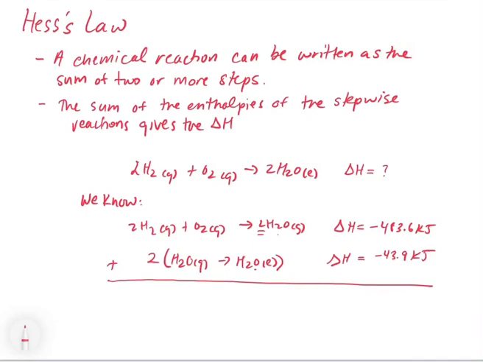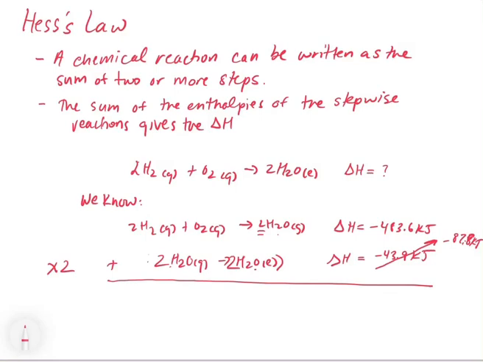So when we multiply this by 2, we're going to get 2H2. And the way that I like to denote this is, instead of putting it in parentheses, over here on the right, I'm just going to write multiply by 2 so that I know what I did. So that's going to give me 2H2O gas, 2H2O liquid, and we know that when we multiply by 2, we have to multiply our delta H by 2 as well. So this is going to give us minus 87.8 kilojoules as the new delta H.